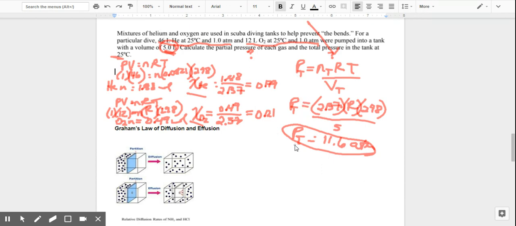Now to figure out the partial pressures, I'm going to take the mole fraction of helium times the total pressure, and that will give me my pressure of just helium. So pressure of helium is equal to mole fraction, which is 0.79, times total pressure, 11.6, and that ends up being 9.2 ATM.